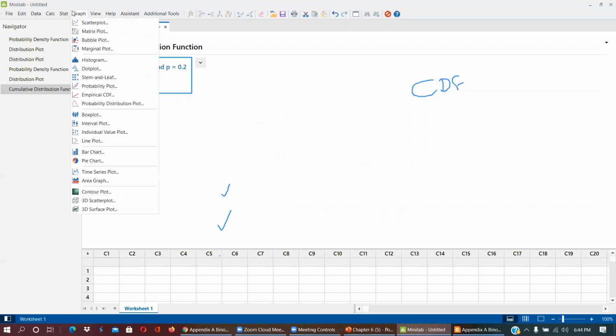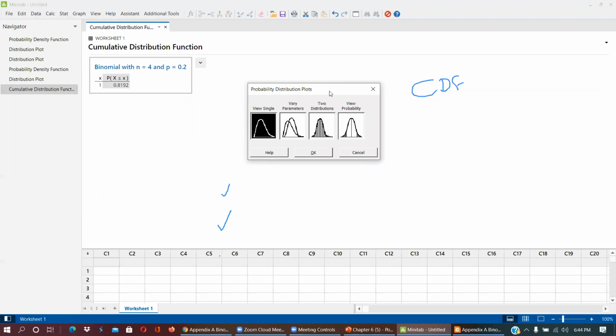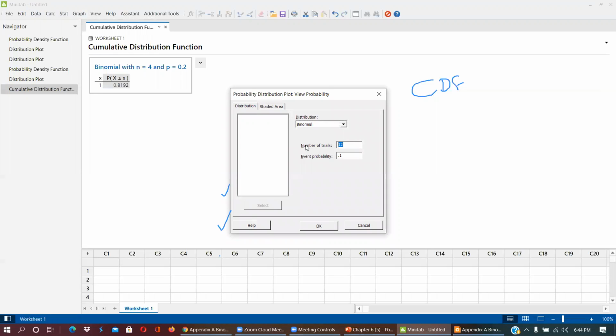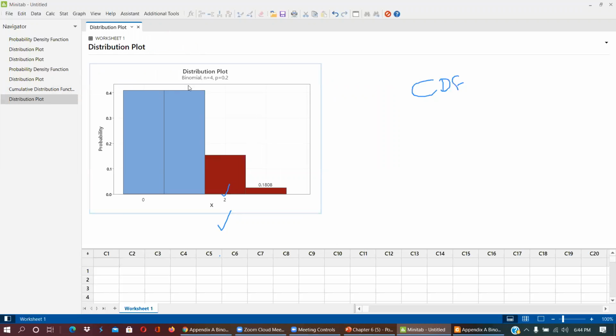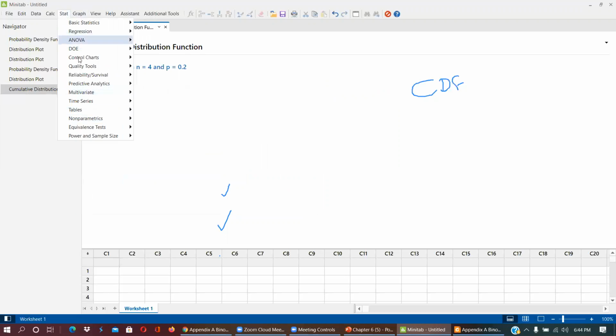I can also demonstrate this using the probability distribution plot, the view probability option. The number of trials is 4, event probability 0.2. For the shaded area, we would like the X value, which is 1, and we want the right tail. It gives the probability distribution.